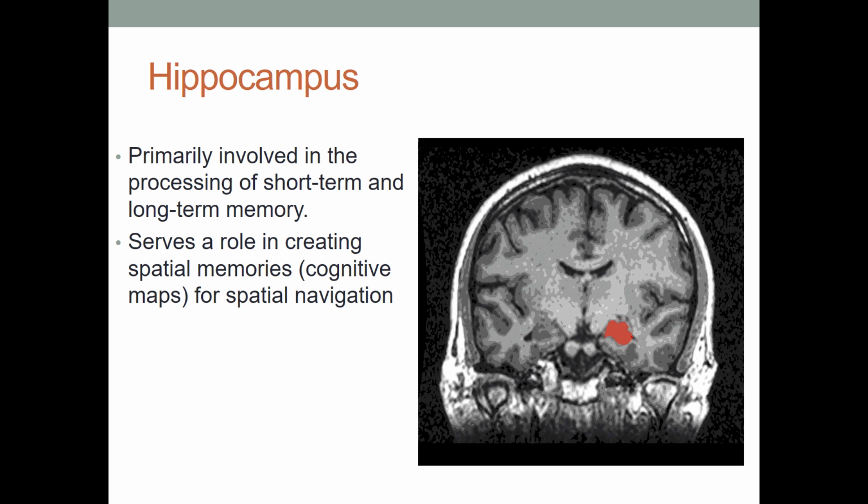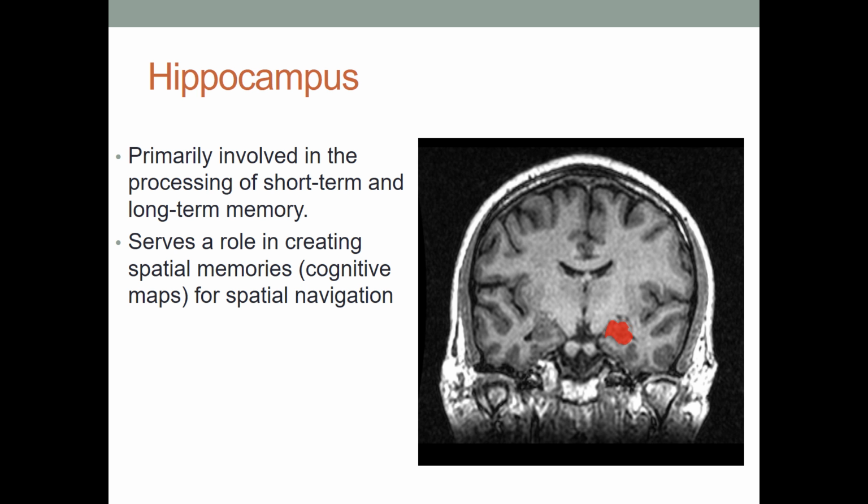So you know from our cognition unit that the hippocampus is responsible for processing short and long-term memory, and is also really important in the creation of spatial memories, which we call cognitive maps, which help us navigate our environment. So you can thank your hippocampus for letting you know both all of the important vocabulary terms in this class, but also how to get to the front door of this class. The hippocampus is responsible for both of those kinds of memory.